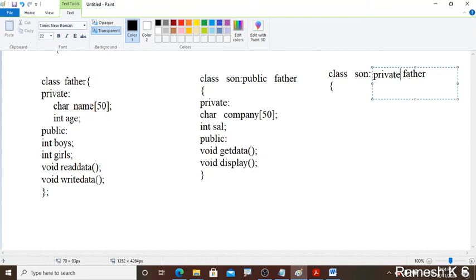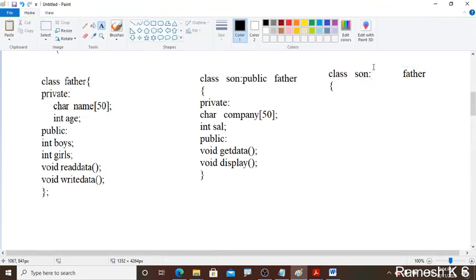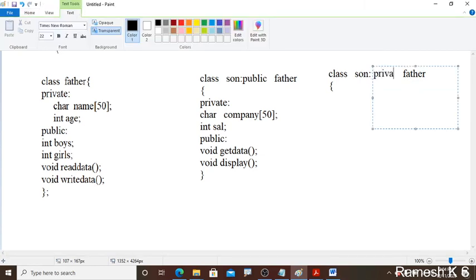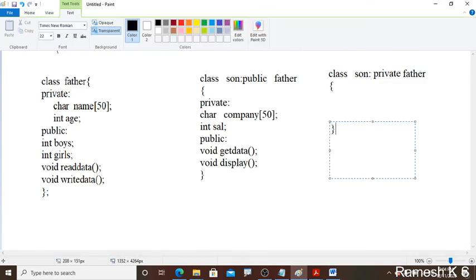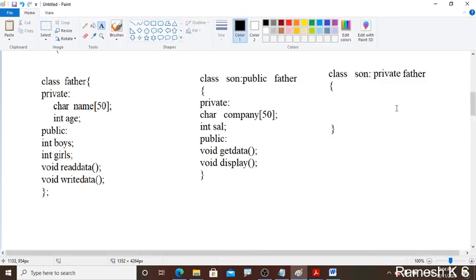So this is a private derived class, with the parentheses here. You can include this data as it is inside. If instead of private I mention protected, it becomes a protected derived class. As it is, you can place this data here, no problem. So these are the three different types of derived classes.